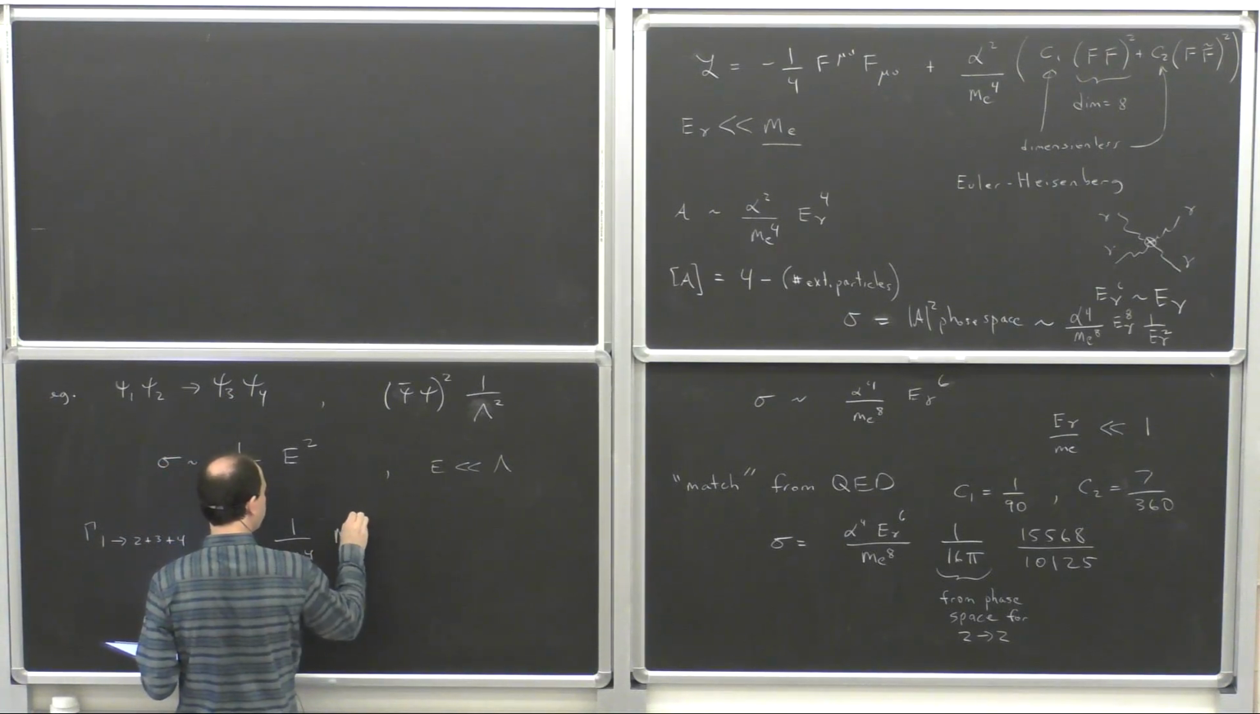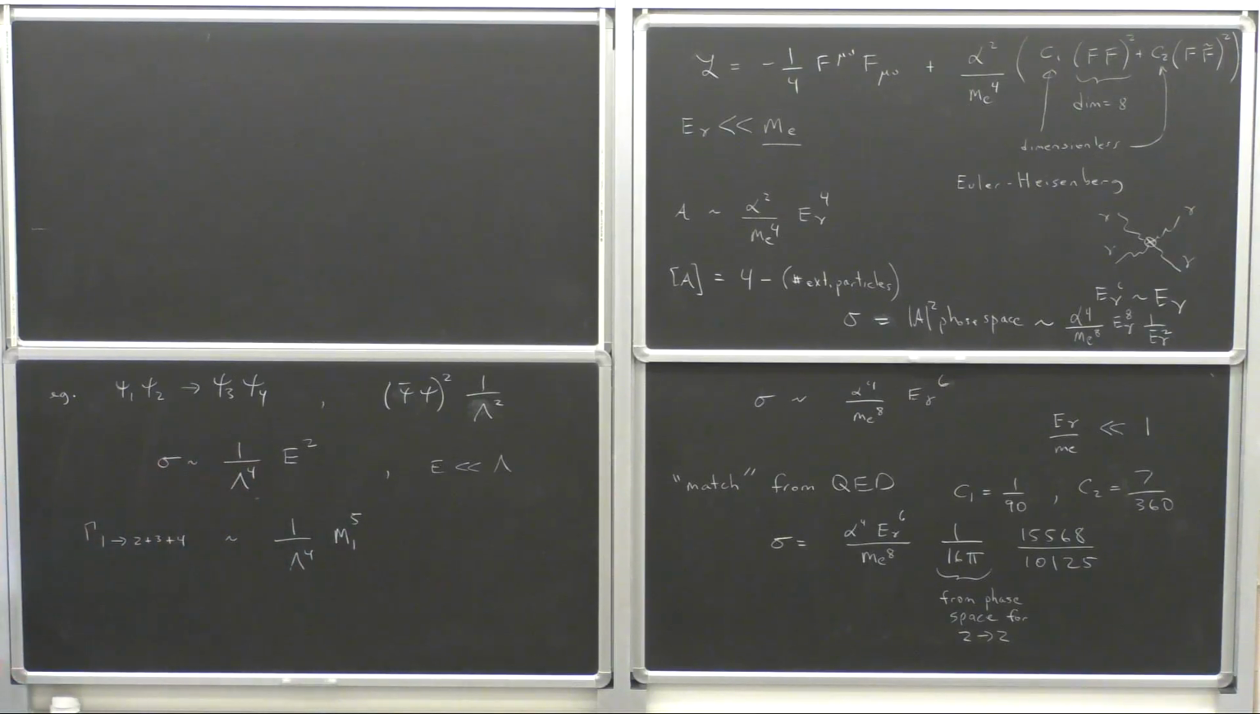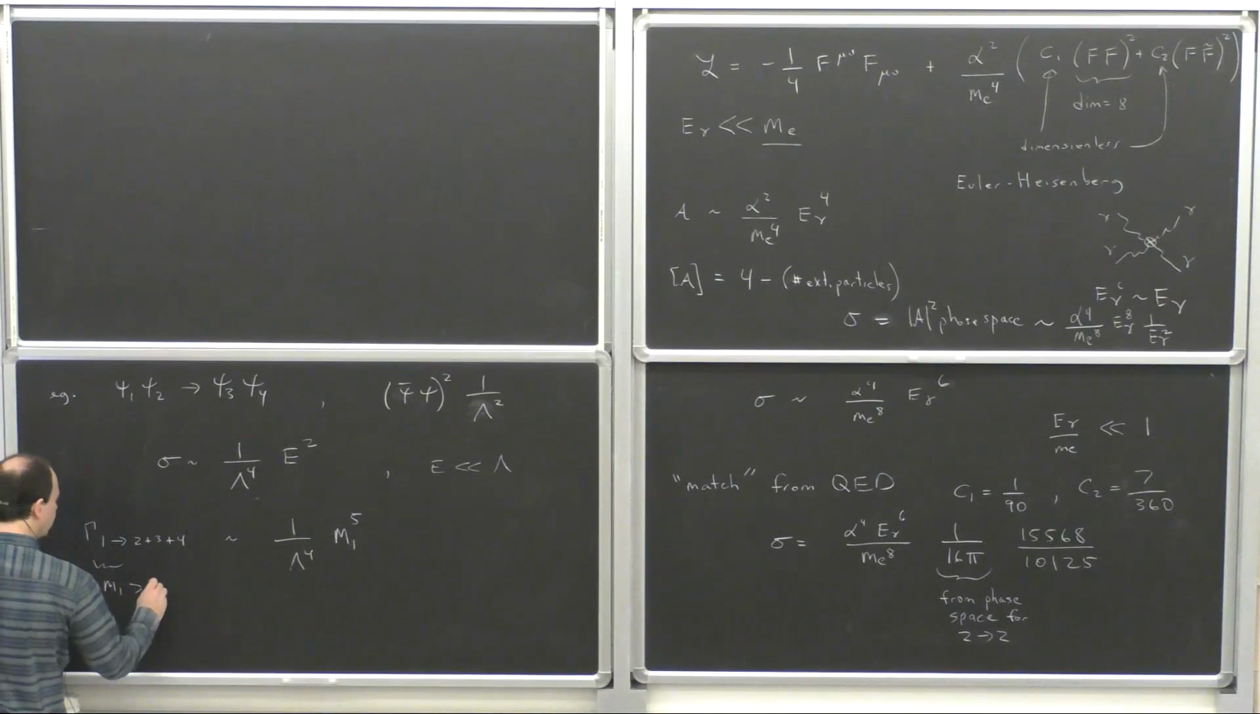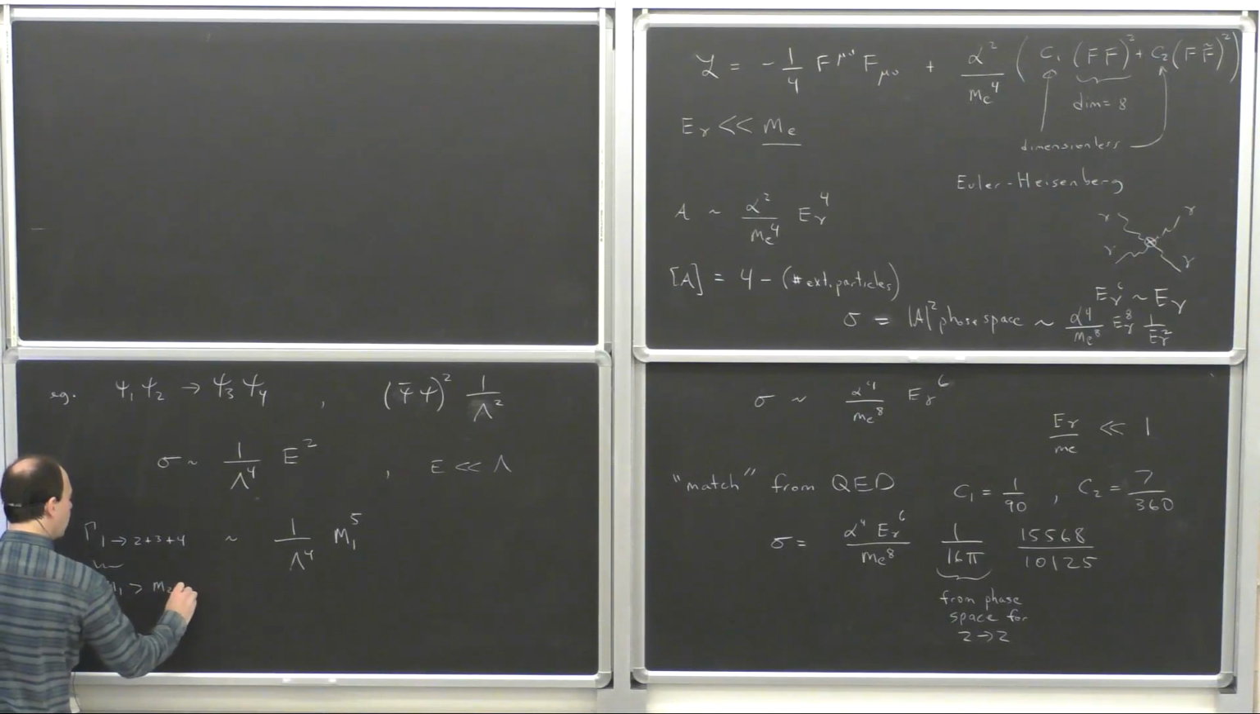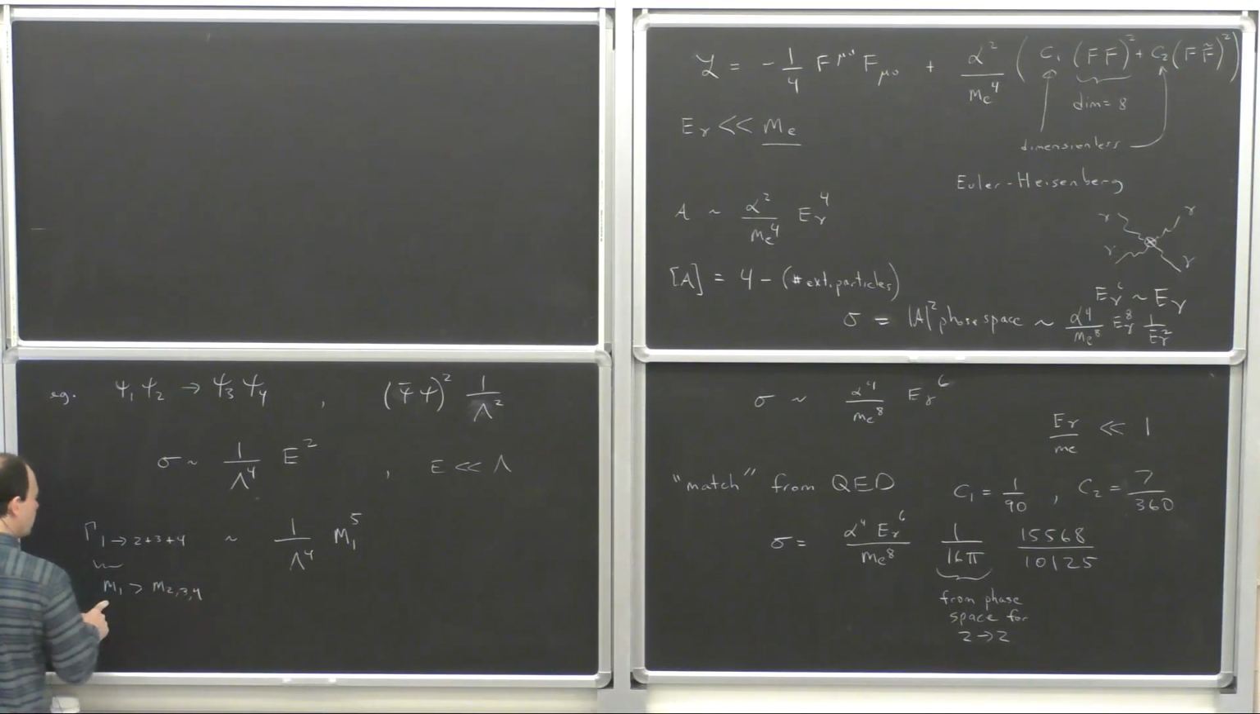I could put energy, but since I said this has some mass, M1 is bigger than M2, 3, 4. So M1 is the biggest scale, so I can think of the decay rate as going like the mass to the 5th. And this is actually what you saw in the lecture yesterday, not my lecture, about the decay rate of the muon, right? It went like G Fermi squared times mass to the 5th. It's a 4 fermion operator. There's a dimensional analysis that gets you that.